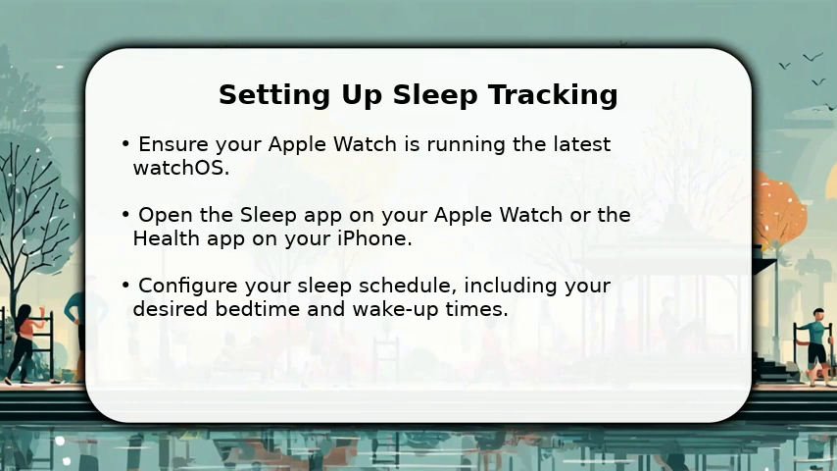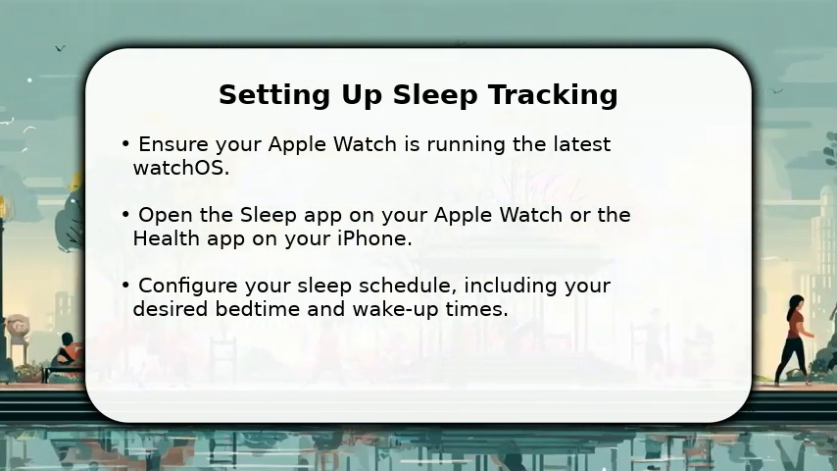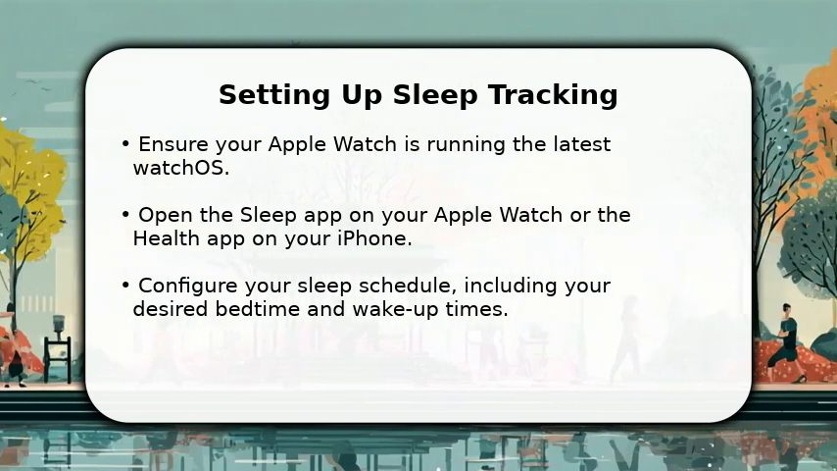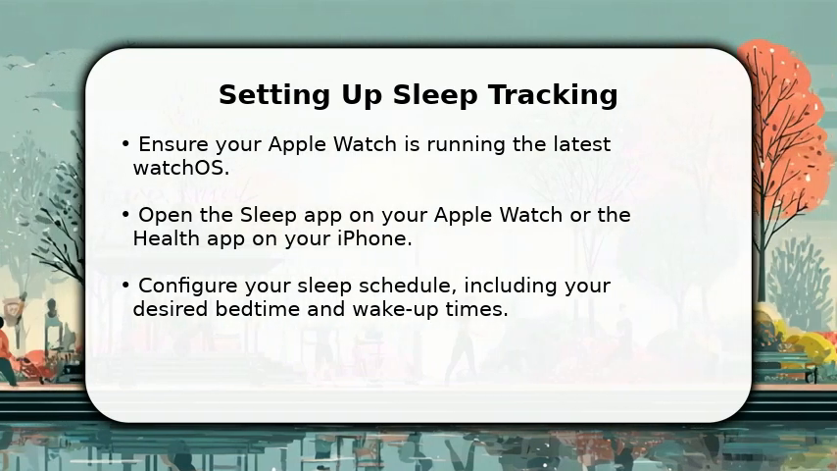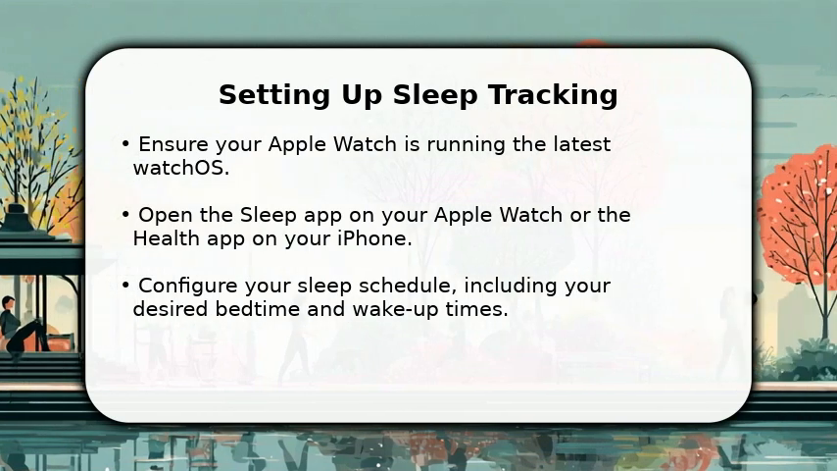In this video, I will explain how to use your Apple Watch to track sleep. First, make sure your Apple Watch is updated to the latest watchOS. Then, open the Sleep app on your watch or the Health app on your iPhone. You'll want to set up your personalized sleep schedule, including your bedtime and wake-up times.